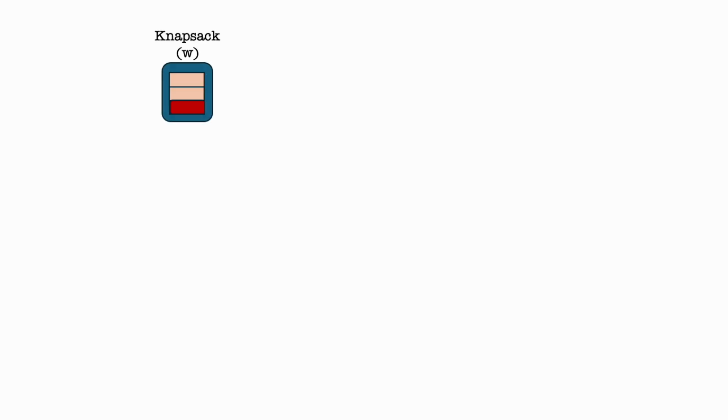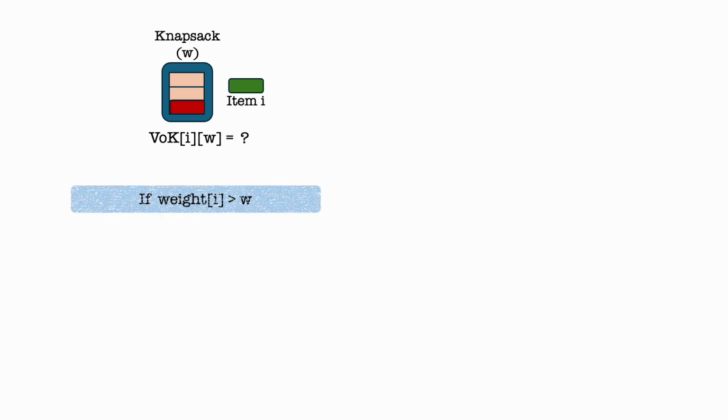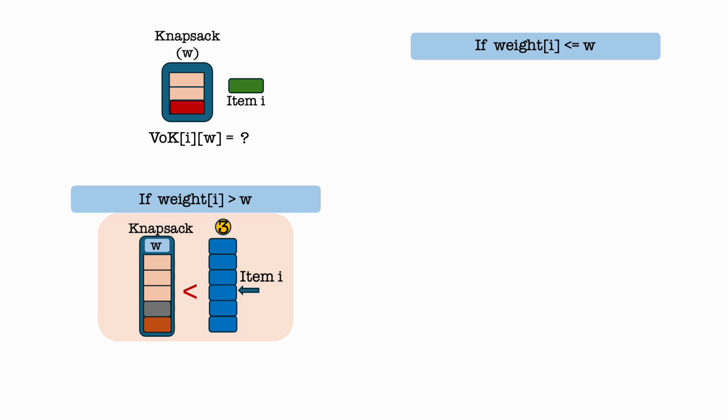We have a knapsack with current weight capacity W. We have an item I. We want to calculate the optimal solution for this problem. There are two possibilities: the size of the item is greater than the current weight capacity of the knapsack, and the size of the item is less than or equal to the weight capacity of the knapsack. We consider the first case: the value of the knapsack is the optimal solution of the subproblem without item I because we cannot keep the item in the knapsack.